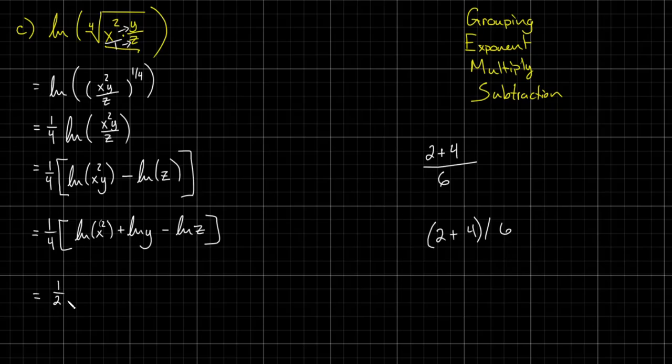So we get 1/2 the natural log of x, because the 2 moved out and it became 2/4. I've just simplified. Plus 1/4 natural log of y minus 1/4 the natural log of z. And we're done. We have completely and entirely expanded this thing out. Now, there's always weird situations here, and we'll see them, but we are expanding. Yes, sir.